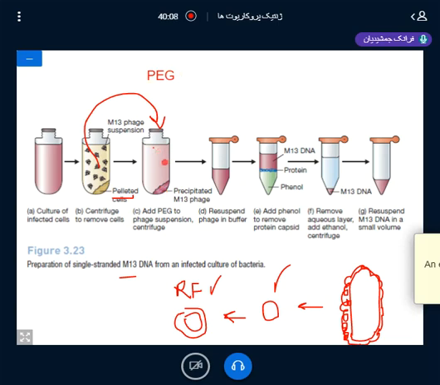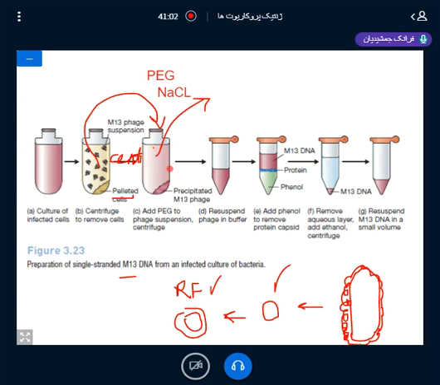I told you phages are so small and so light. We should add polyethylene glycol. I told you polyethylene glycol, by the side of salt, for example NaCl, absorbs water and attaches to M13 phage, and if we centrifuge, it goes down. So we centrifuge, we add polyethylene glycol attached to phage particles. We centrifuge, the M13 phage precipitate.